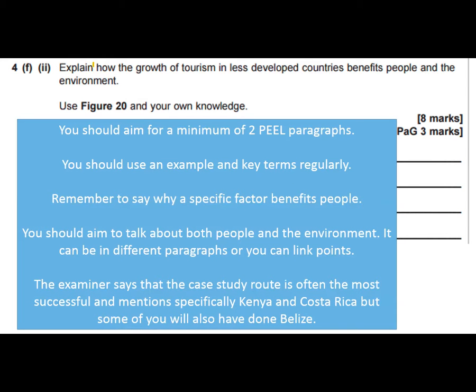The command word here is to explain. So it's growth of tourism in developing countries and how it benefits people. You should aim to write a minimum of 2 PEEL paragraphs. You should use an example and key terms regularly. You need to remember to say why a specific factor, something that has happened in that country, actually helps people. So benefit means to help them.